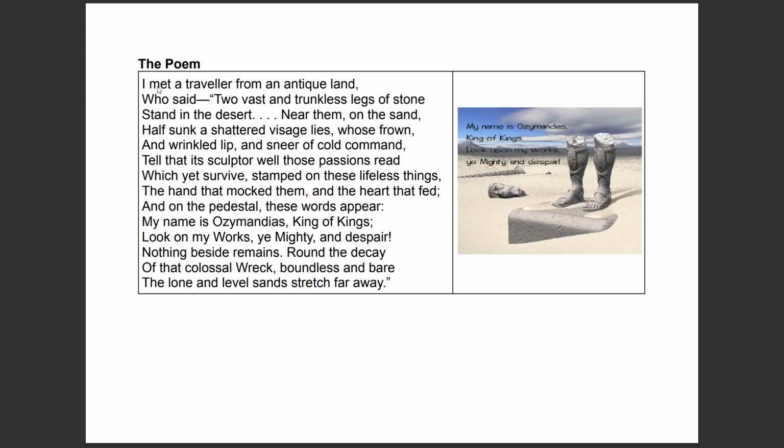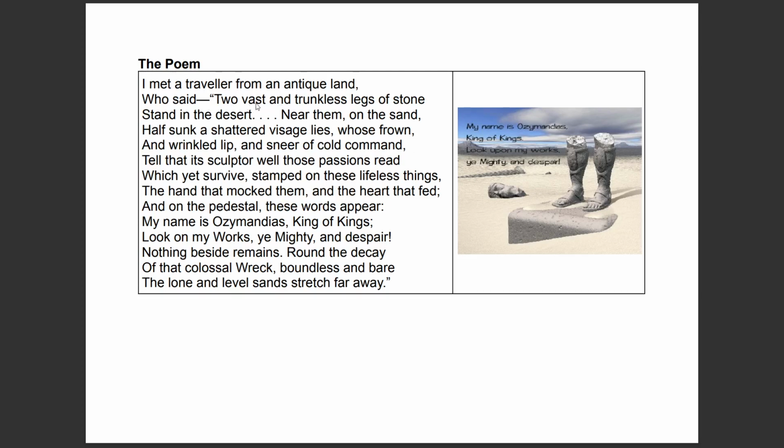So as it literally says, the narrator, the poet, meets this person who's been traveling. An antique land refers to Egypt. So antique means very old, but it also has connotations of precious. Okay. So in this case, we're talking about Egypt. And this traveler tells the narrator this story, right? That he saw this great big statue and he describes the statue.